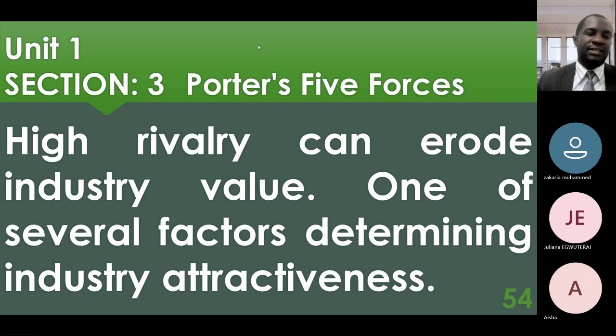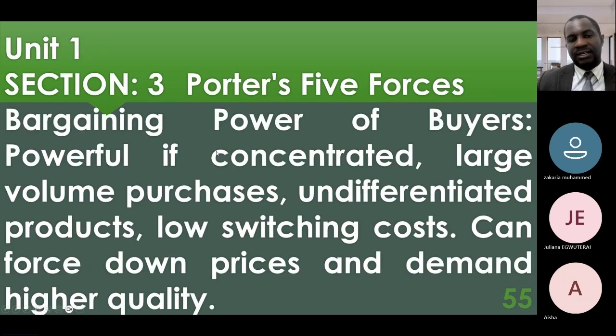One of the several factors determining industry attractiveness in this model is the bargaining power of buyers. If you are a consumer, you are powerful if you are able to orchestrate, and large volume purchases are driven by one person or a few individuals. Also undifferentiated products and low switching cost. Some buyers are able to saddle those costs. There are some people that will not ride a car except it's a Mercedes-Benz, no matter the cost, and they keep upgrading it every year. So the bargaining power of buyers of such products, they will tell you they are allergic to riding Honda cars.